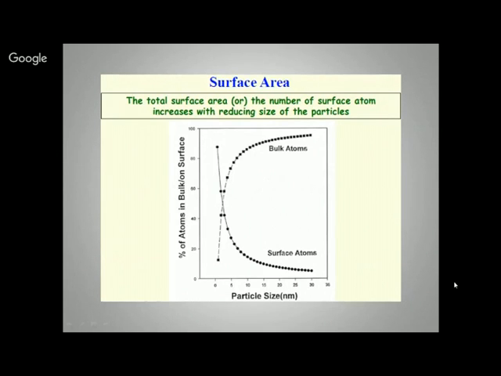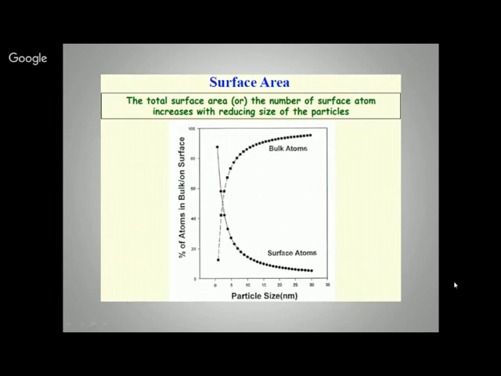As you increase the size of the particle, the surface atoms go on decreasing, but the bulk atoms go on increasing. If you decrease the size of the particle, the bulk atoms go on decreasing, but the surface atoms go on increasing. It is a very important concept. If you have a particle and its size is very small, then more atoms lie on the surface in comparison to the number of atoms lying in the core.